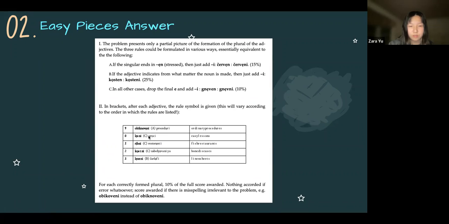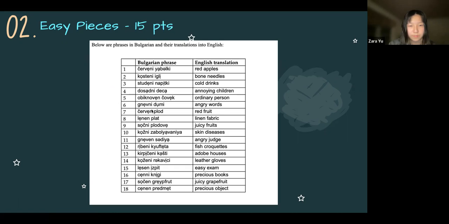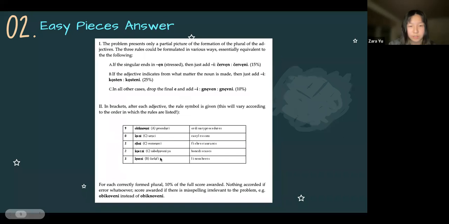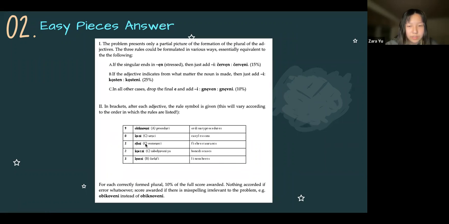Then from those, you can just find the adjective for these just based on here. So for the first one, ordinary procedures, you have this. All of these have I at the end because that's just the rule for plurality. Then here you have easy lessons, then fish restaurants, then bone diseases, then linen sheets. I don't know why it's so weird here on the solutions.